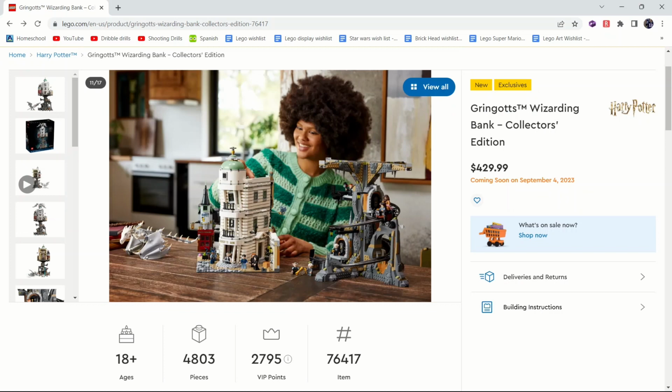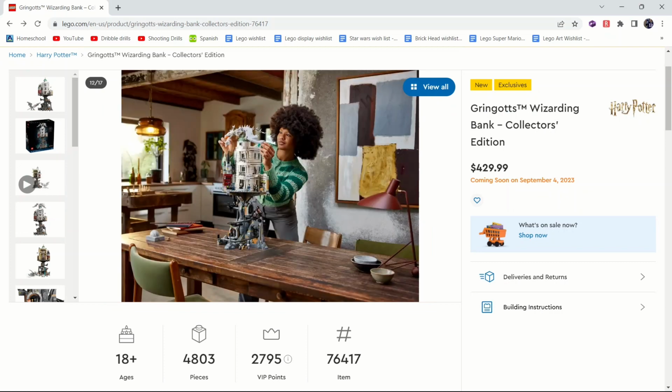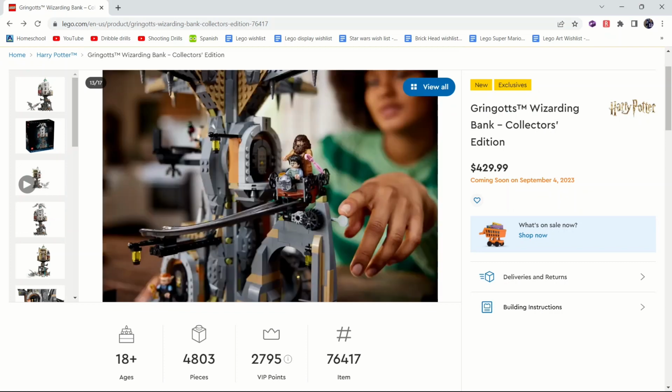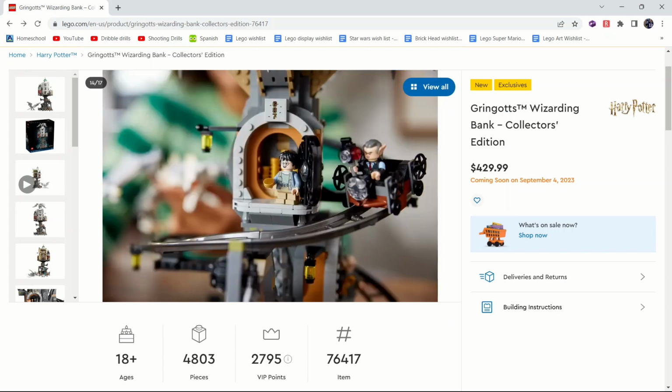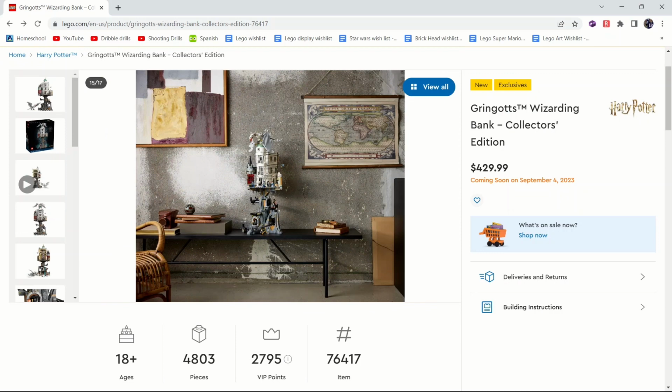Yep, and also I do like how it's just on a base plate there, and that's it together. Looks really big. I like those roller coaster pieces and how you can ride it all the way down to the vault.